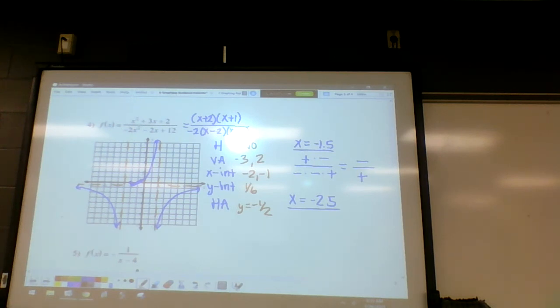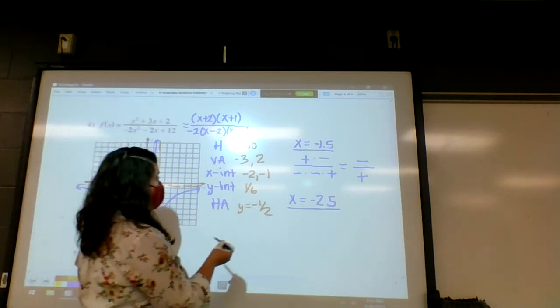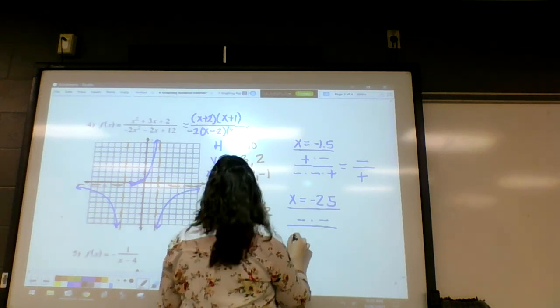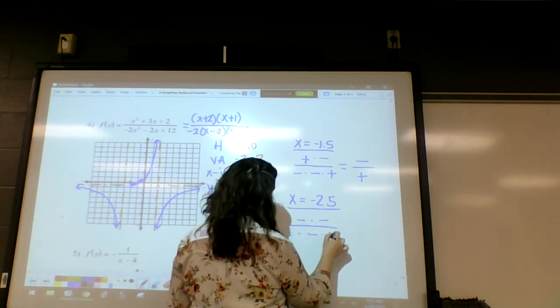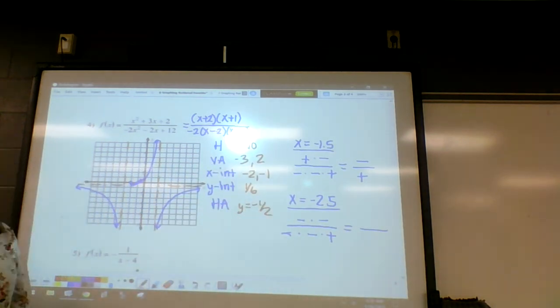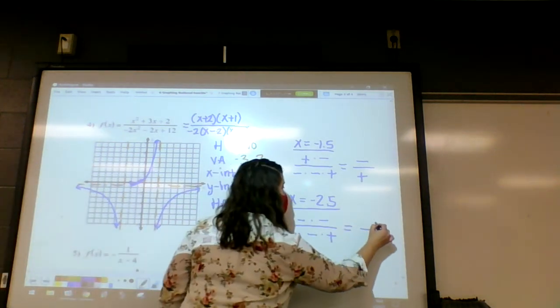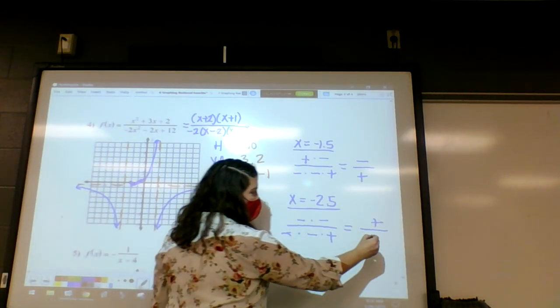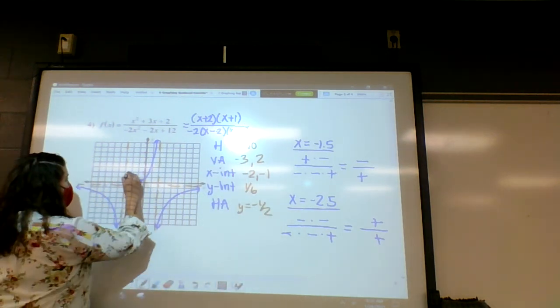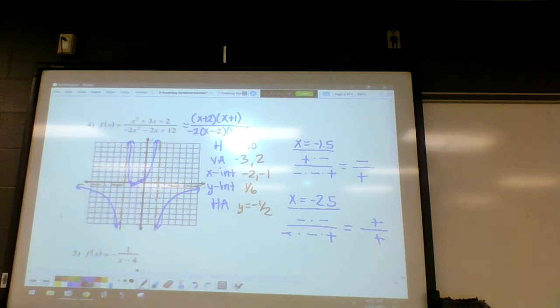All right, did you decide, does it go up or down? Down? Anybody else down? We can check real fast. It'd be a negative times a negative on the top, and the bottom would be negative times positive. So I have negative times negative, which is positive on the top, and then negative times positive, which is negative. So it actually goes up. Yeah, it goes up.